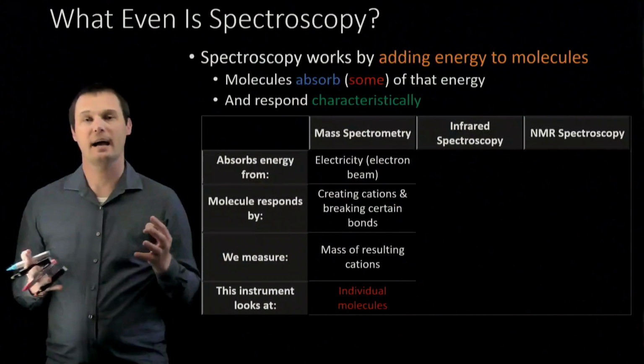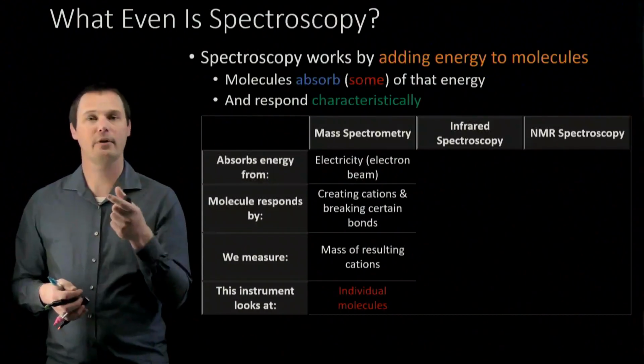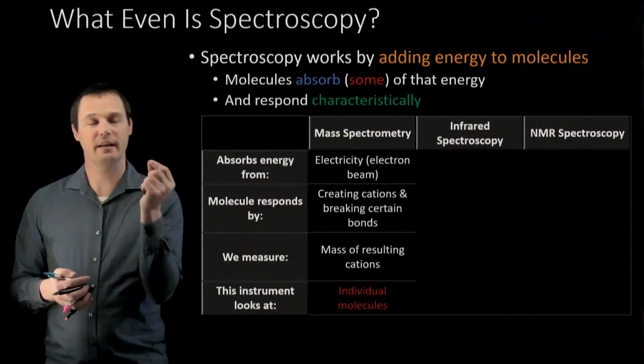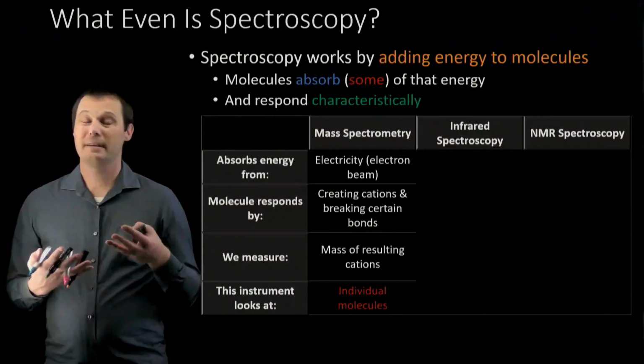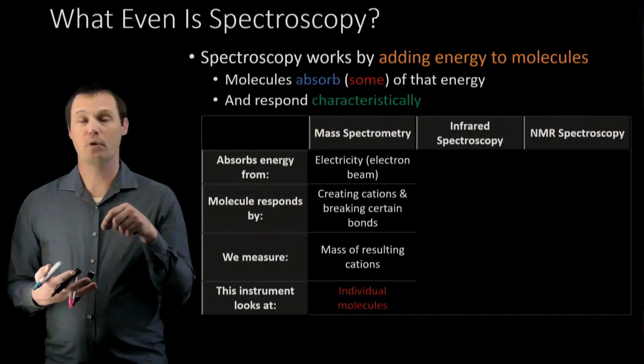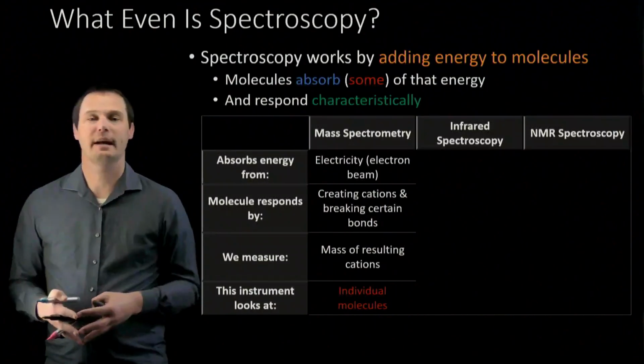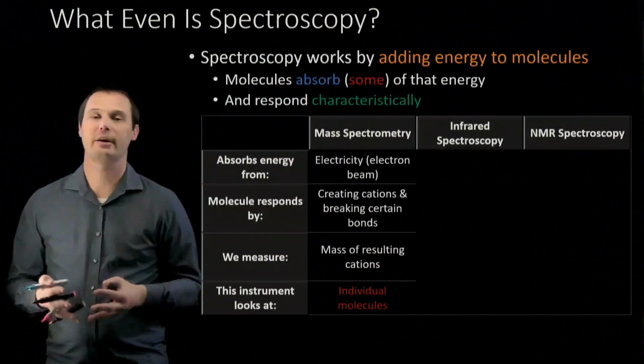Mass spec looks at an entire molecule. It analyzes an entire molecule, not parts of a molecule, not functional groups, not specific atoms. It analyzes an entire molecule. That may seem like a picky differentiation, but remember, we can't ask more of these tools than they can answer. We can't use mass spec to answer questions that it's not equipped to ask. Mass spec looks at an entire molecule.